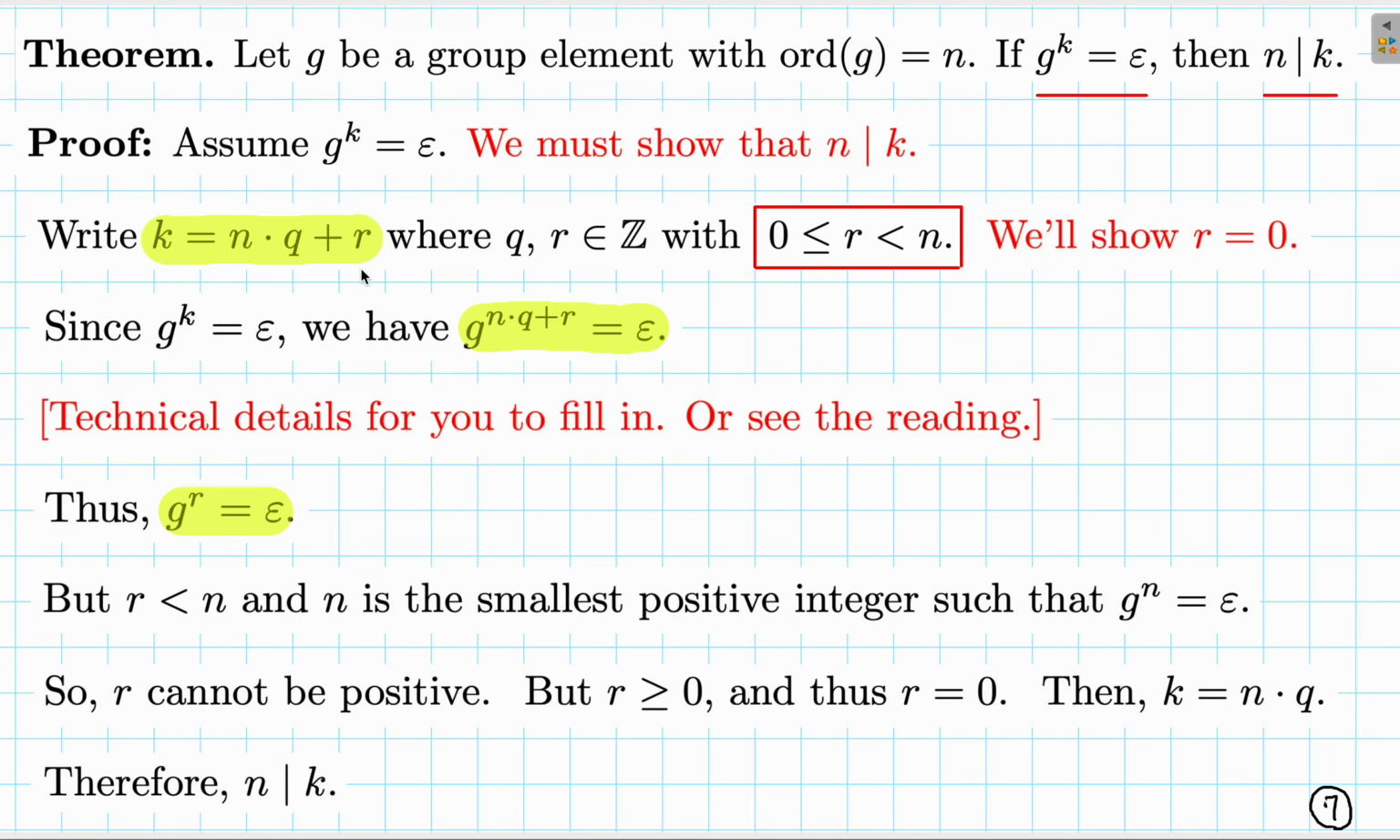And so I wanted to go over this example. It is an important result about the order of an element, but also it's an example of how we can show that n is a divisor of k using this new technique of the division algorithm. And so with that, that's the end of our proof and also the end of our lesson.